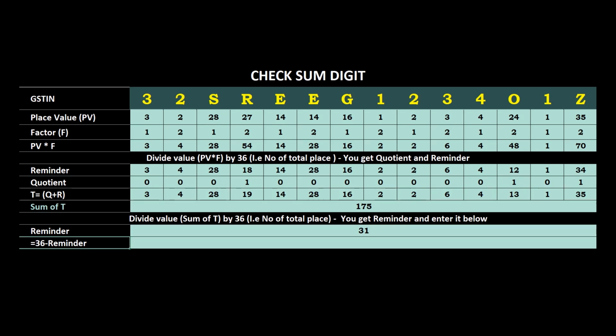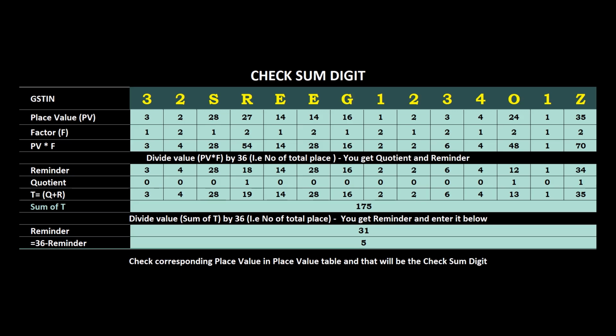Subtract the remainder from 36. And find out the corresponding place value from the place value table to get the checksum. Here the corresponding place value of 5 will be 5 and the checksum of this GSTN will be 5.